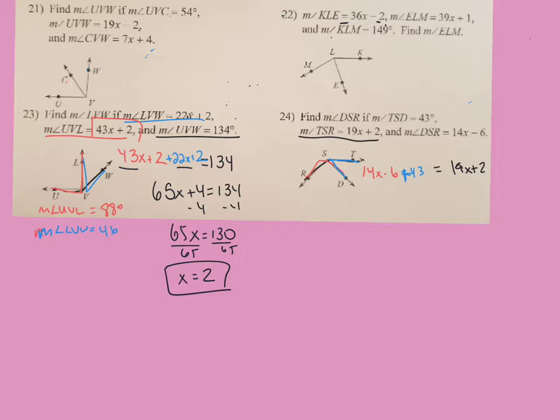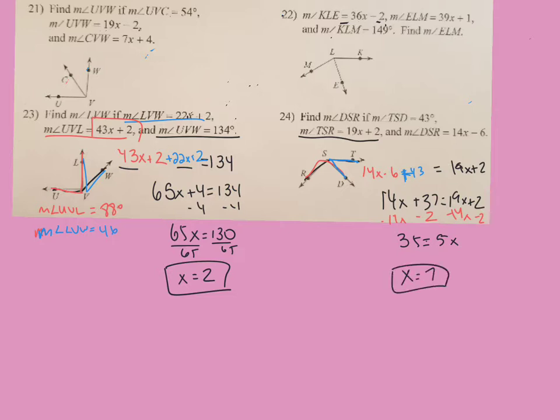Remember, they're adding. So I'm going to add my terms on the left together. 14x minus 6 plus 43 is going to be 14x plus 37 equals 19x plus 2. I'm going to move my 14x to the right side, so I'm going to minus 14x from both sides. I'm also going to subtract 2 from both sides. That's going to get my numbers on the left side and my x's on the right side. So I'm going to have 35 equals 5x. Divide both sides by 5, I get x equals 7.